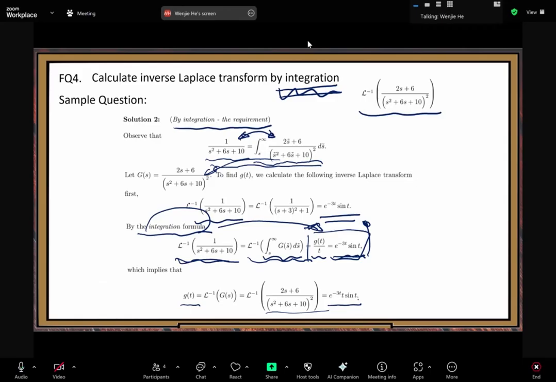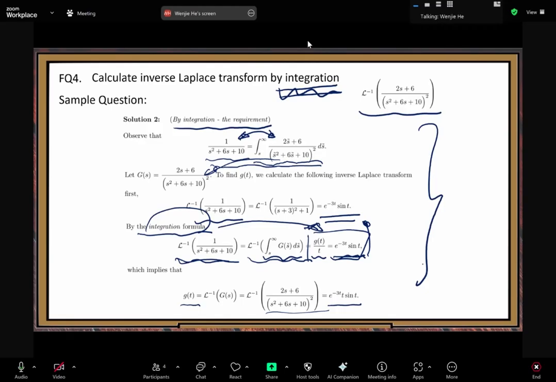So that's sample question number 4. I want you to practice these two formulas, the differential formula and the integration formula. From these two examples, I want to make my final question similar to them, with similar difficulty. So if you can handle these two sample questions well, I will see it in your homework number 3.